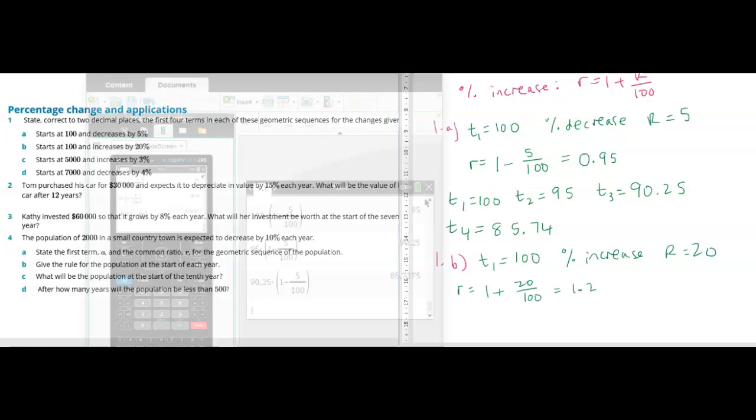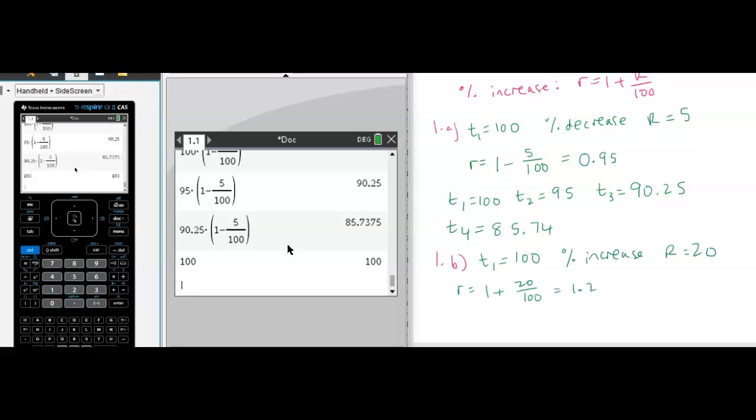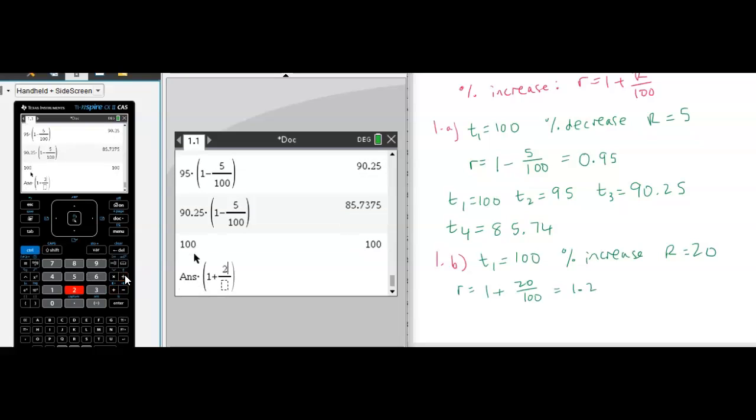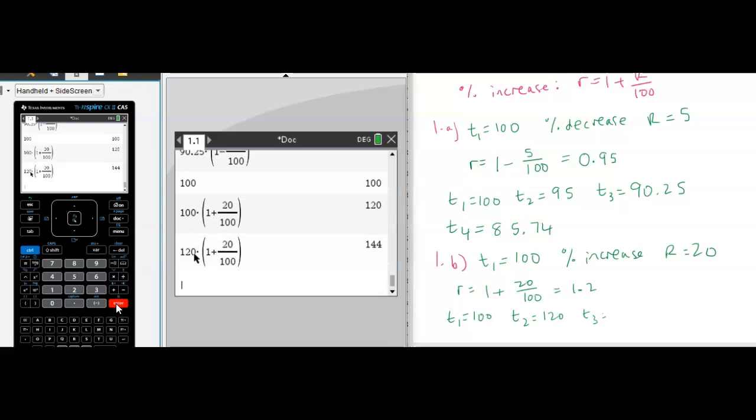Okay, so let's get the calculator. Your first term, 100, press Enter. And then we multiply by r, so 1 plus 20 over 100. And I should get 120. Okay, so T1, we've already done, but I'll write it again. T1 is 100. T2 is 120. T3, so I just press Enter again. 144. And then T4, press Enter again.